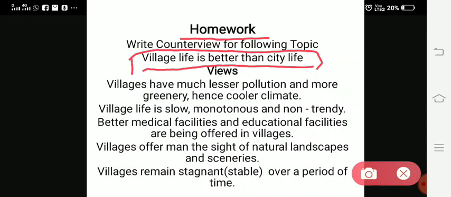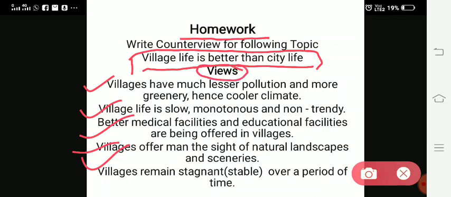Village life is better than city life, which means here the advantages of the village are given to us. In the view section you can check: village has much lesser pollution, more greenery, hence a cooler climate. Village life is slow, monotonous, and non-trendy. Better medical facilities and educational facilities. Whatever points are given, all are in favor of the village. And this is your view section.